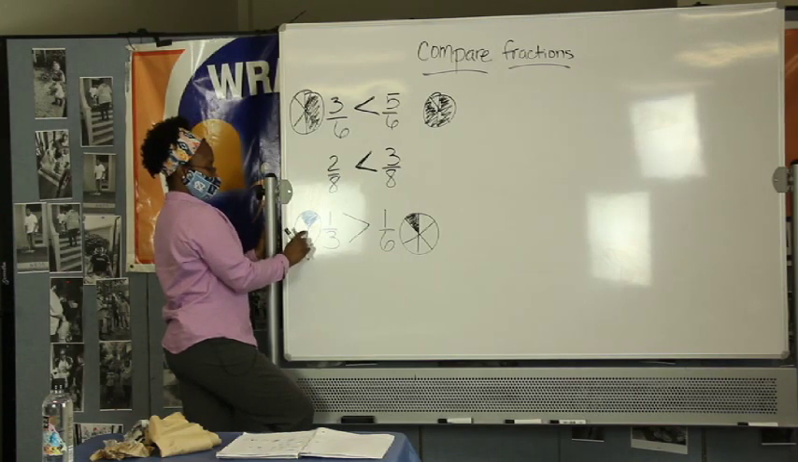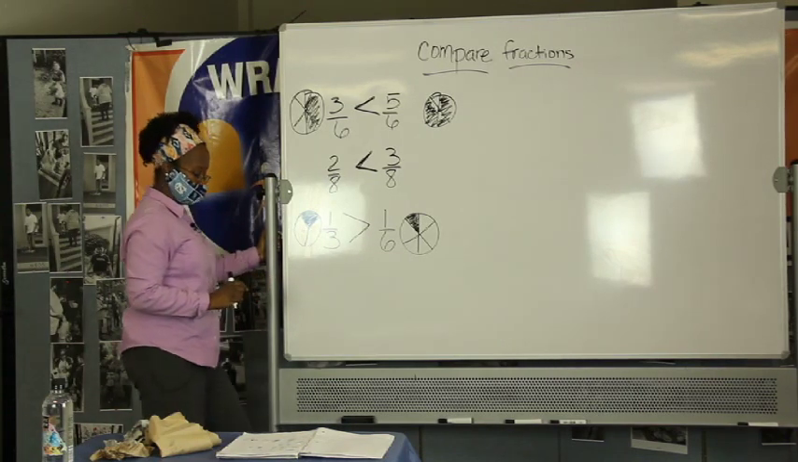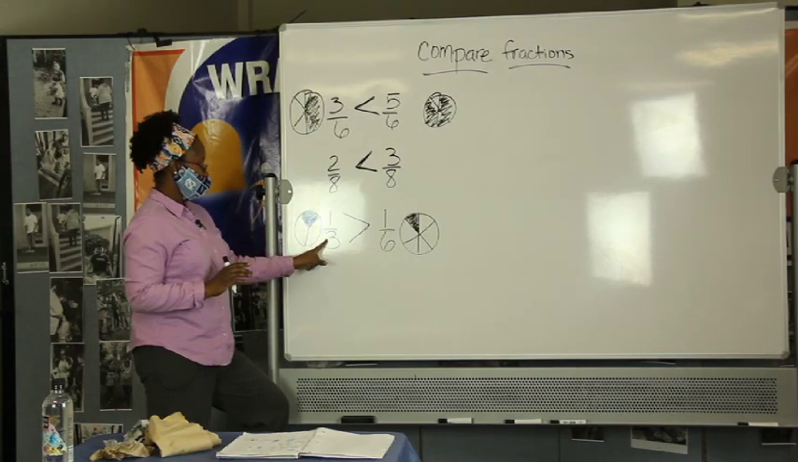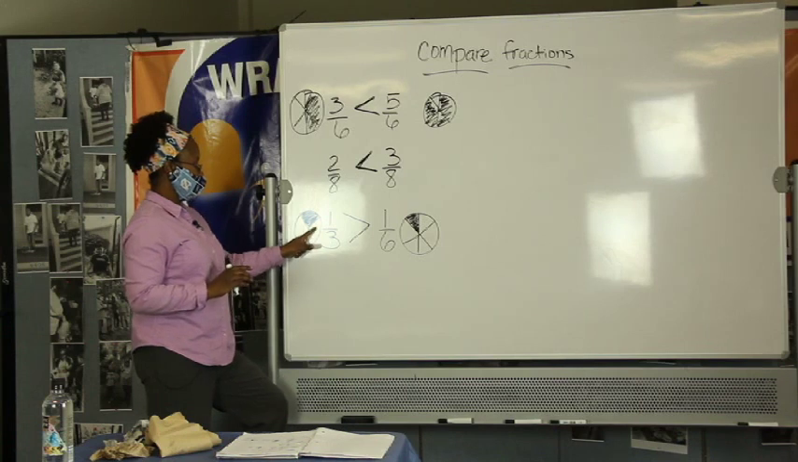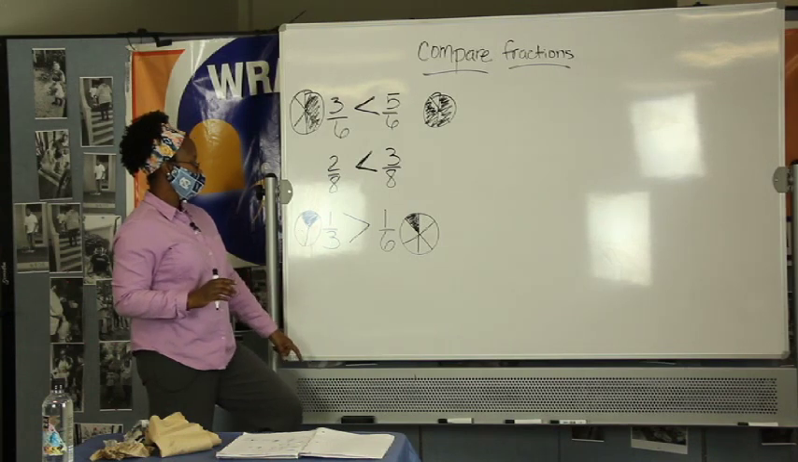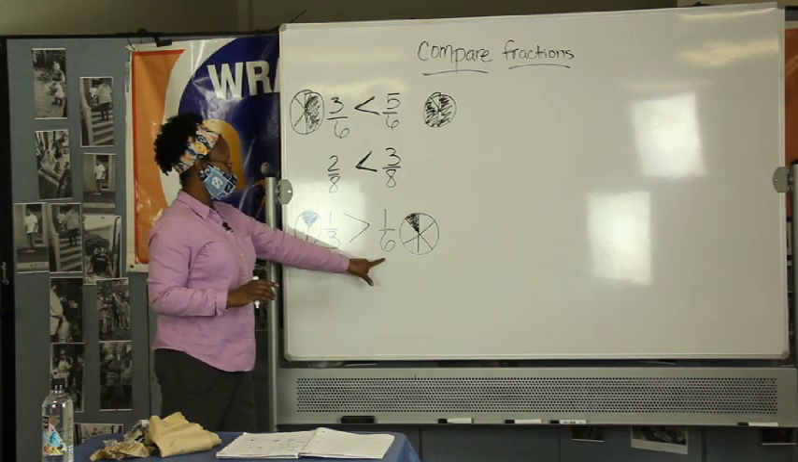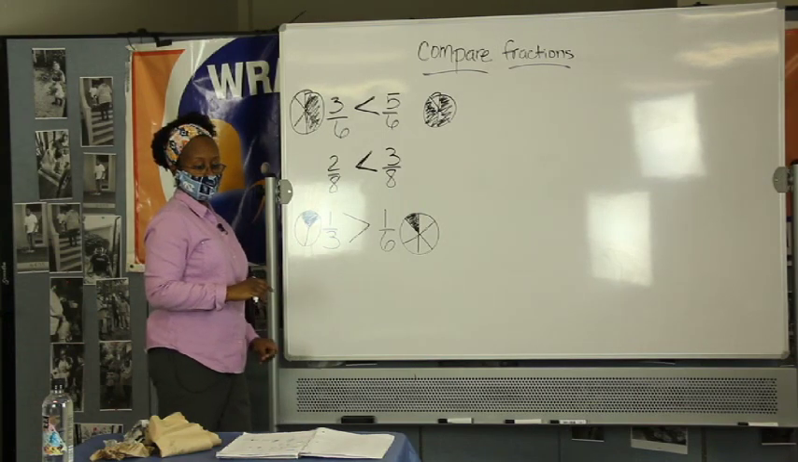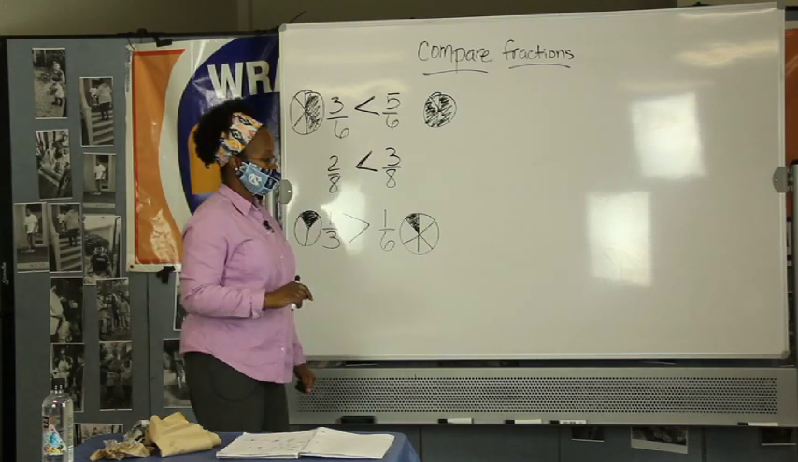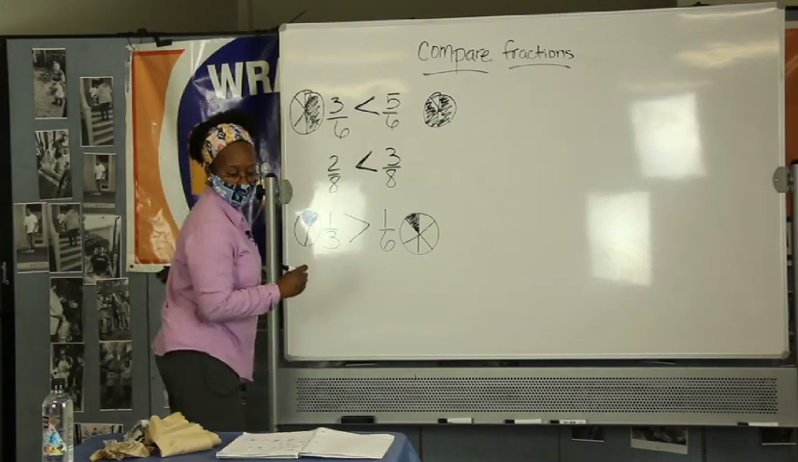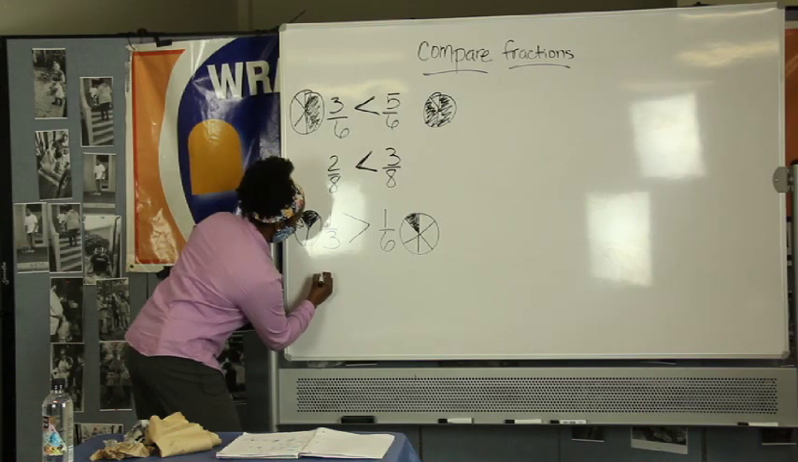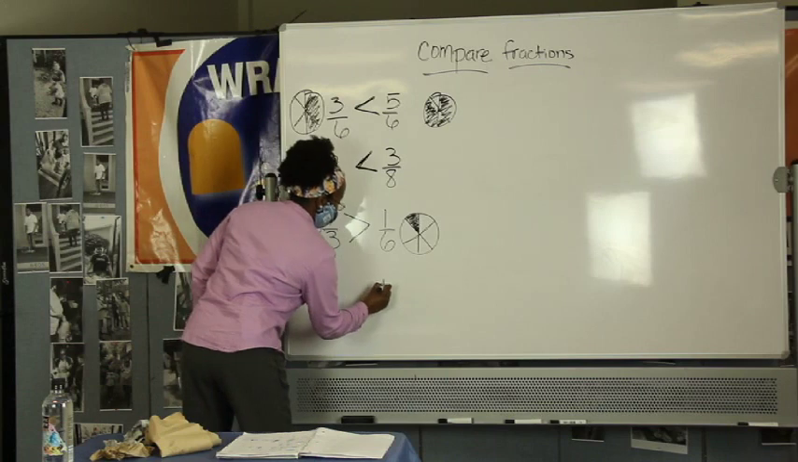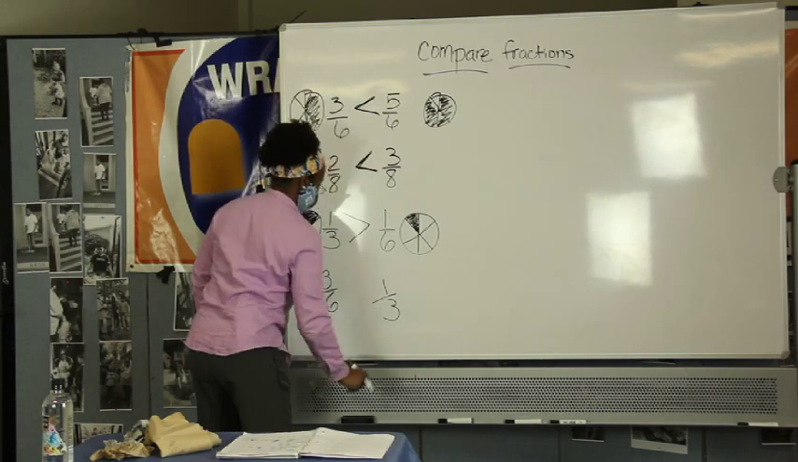So remember to look at your picture if you need a picture just to get comfortable with this. You have the smaller number at the bottom, the pieces are bigger. More people, like over here, more pieces that you need, okay? Let's see if you can do it for the next one. So we're going to do 3 over 6 and 1 over 3.